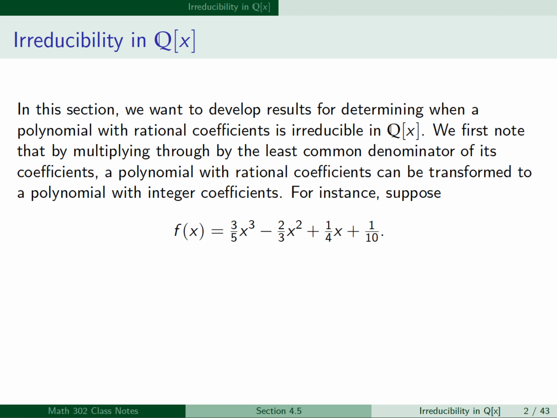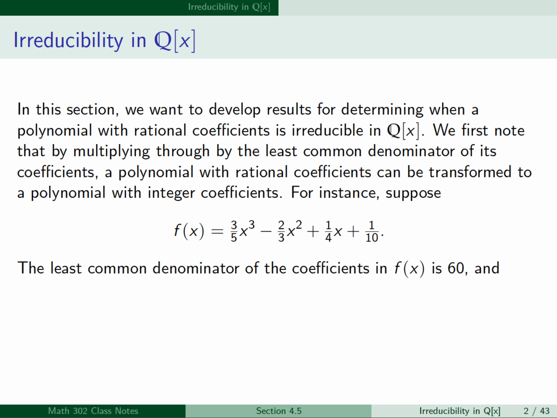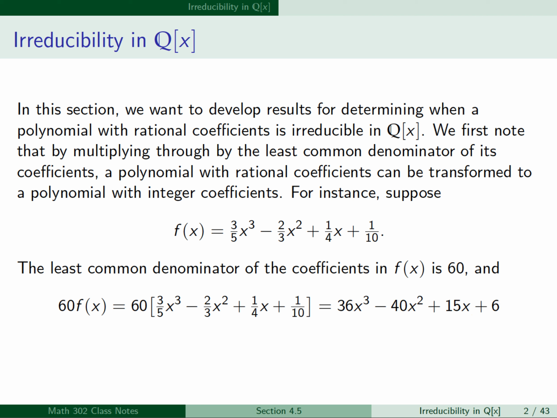For instance, suppose f(x) is the polynomial 3/5 x cubed minus 2/3 x squared plus 1/4 x plus 1/10. The least common denominator of the coefficients in f(x) is 60, and multiplying f(x) by 60, we obtain 36x cubed minus 40x squared plus 15x plus 6. So that's a polynomial with integer coefficients.